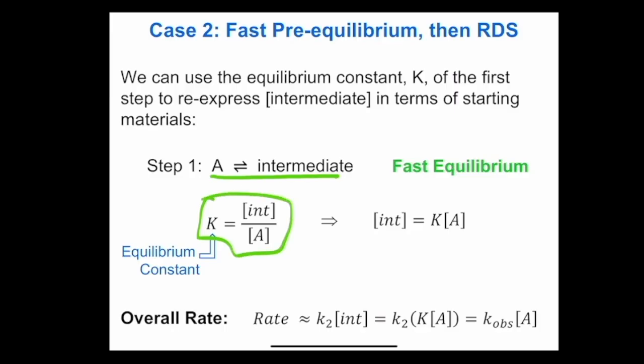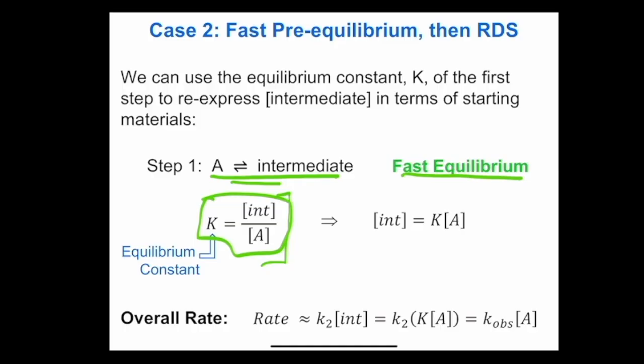capital K, not little k. And that's products over reactants. So if I know that this first step is a fast equilibrium, I can say any equilibrium can be expressed in terms of a capital K value, its equilibrium constant, and products over starting materials. Right? That's a thermodynamic statement. The thing we're assuming if we make this statement is that the first step exists in equilibrium the entire time as the reaction is happening.